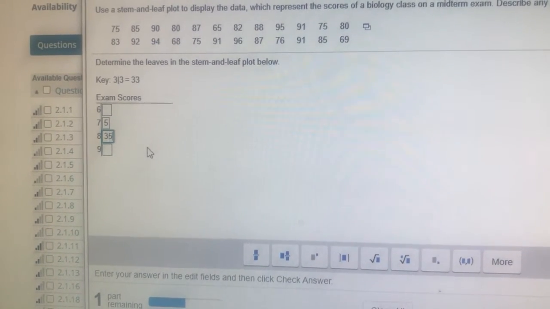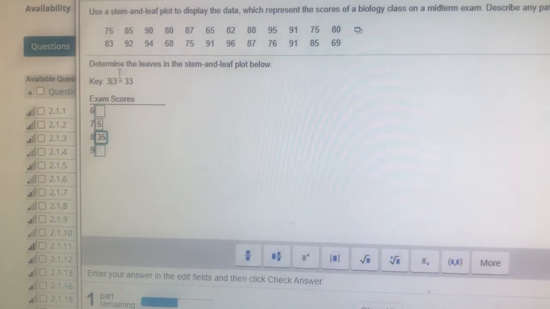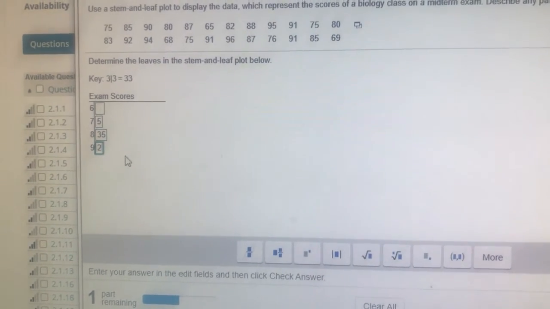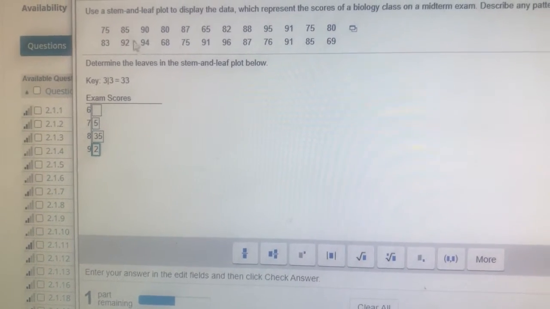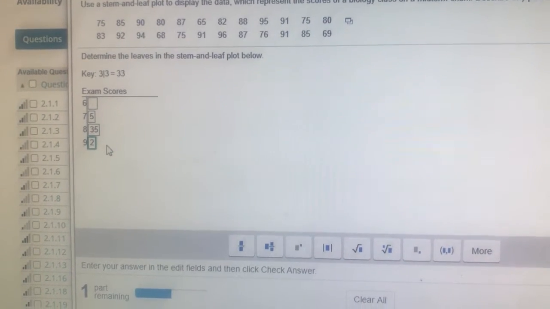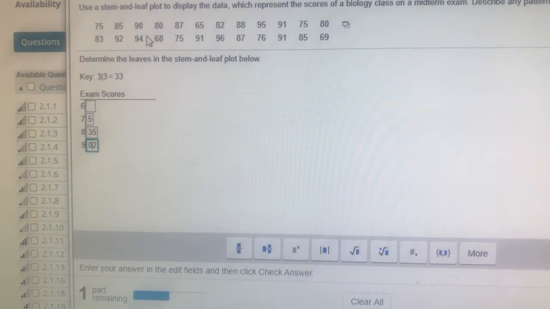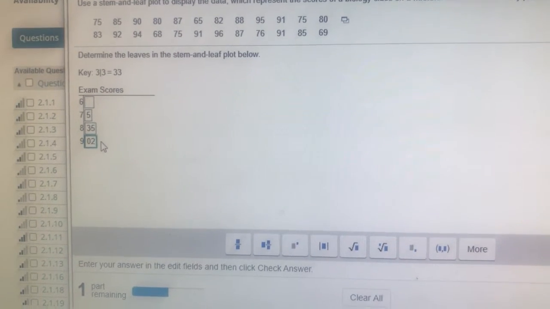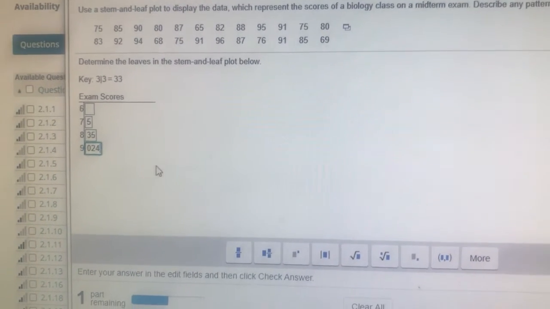And these need to be in order. So I'm going to put the 5 after the 3. Then I got 92. Okay, and as I put them in there, put them in order. All right, there's the first 2 columns. Now I go to this one, 90. All right, the 0 goes before 2. And then I got 94. 4 goes after the 2.